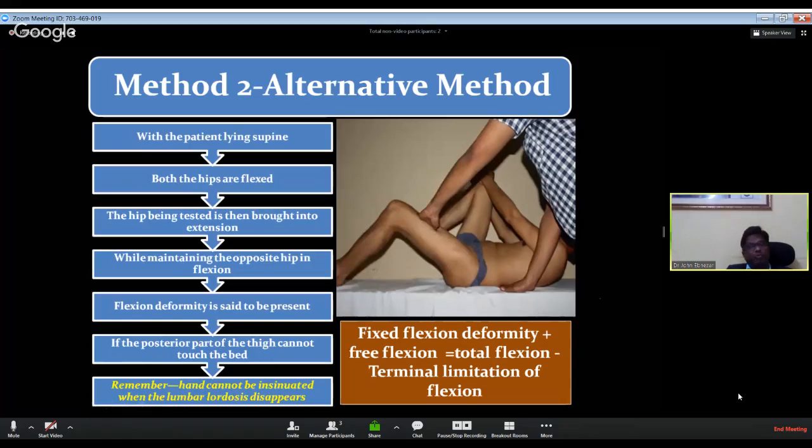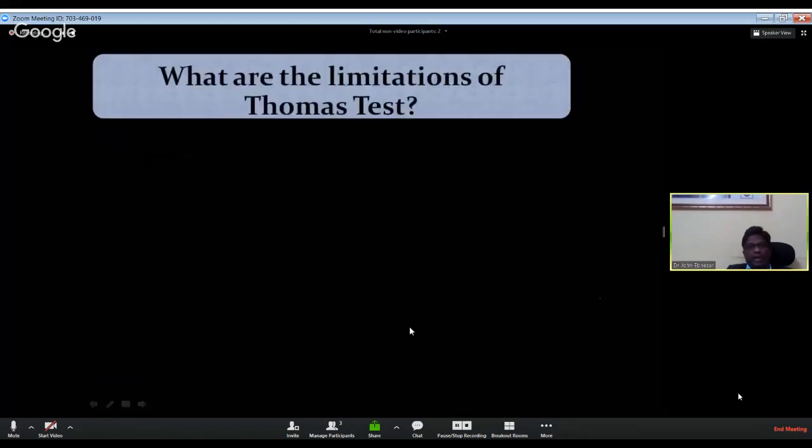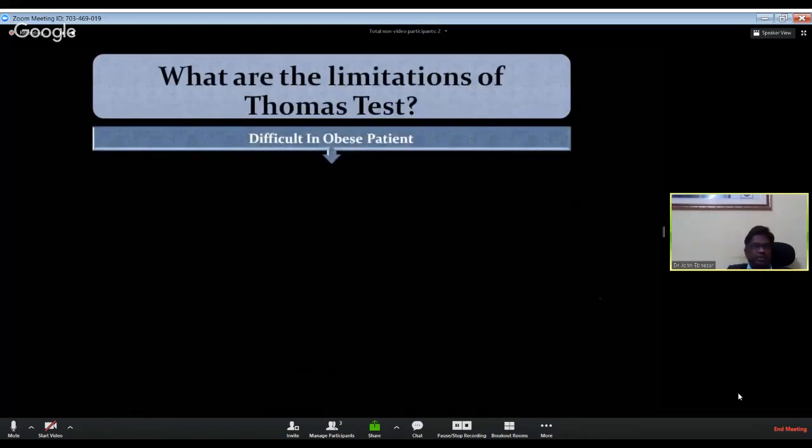And if the examiner asks you, is there any other method of doing it? Well, this is one which you can say. Now, everything has got its drawbacks in life. Like that, even in Thomas test, there are some limitations. It's not totally foolproof. What are the limitations of Thomas test?